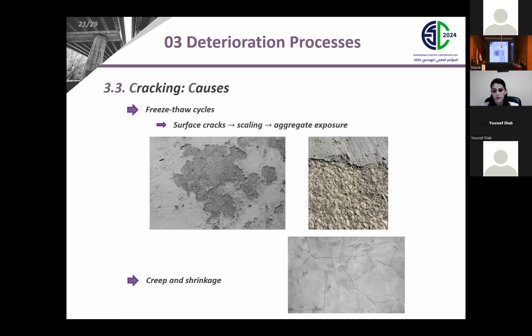Exposure to freeze-thaw cycles is yet another problem that can cause concrete cracking in bridges. When this happens near the surface of the concrete, cracks cause thin cement layers to separate, a process known as scaling, which eventually leads to aggregate exposure. Finally, we have creep and shrinkage, which, if not considered in the design process, lead to additional stresses and strains and eventually to cracking.